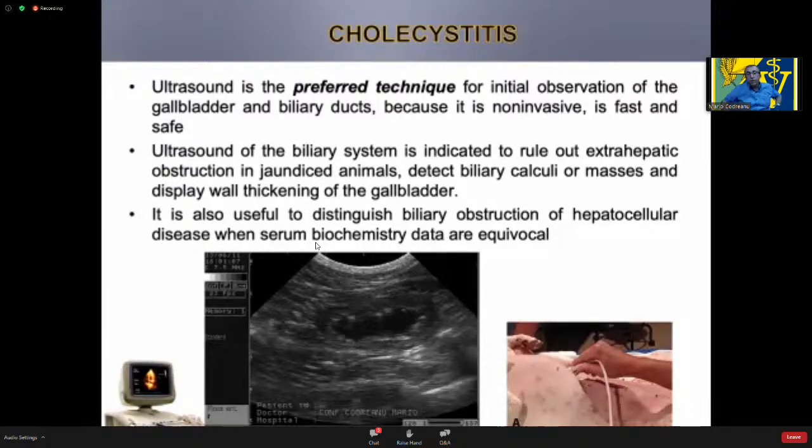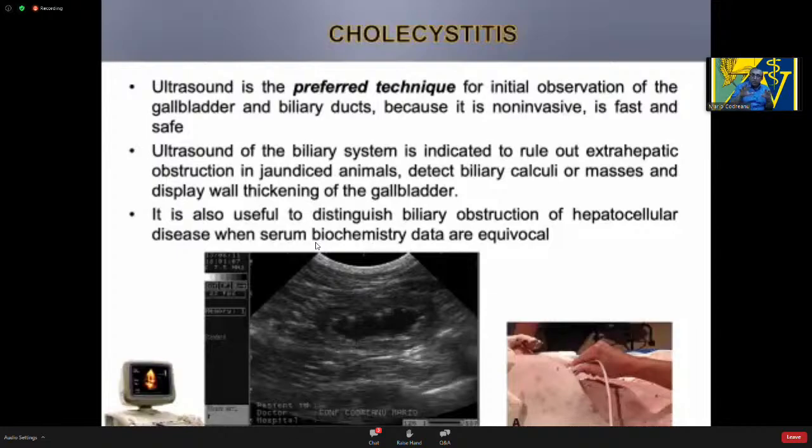From this point of view, I can say that ultrasound is the preferred technique for the first stage of diagnosis, for observing the gallbladder and for evaluating the biliary tract, because, as I told you before, this technique is non-invasive. It's very safe, it's fast, and it's cheap in very many cases.